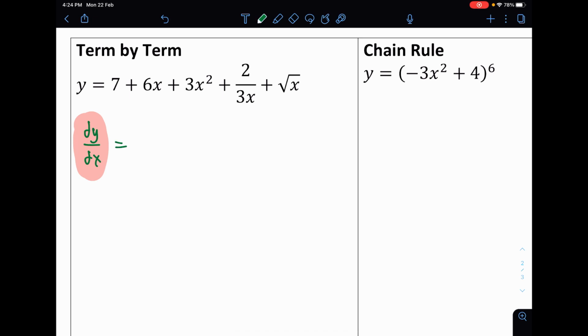First of all, let's look at 7. Now 7 is just a constant number. Any constant number that doesn't have any x, when you differentiate it, will automatically become 0. Very simple. Any number, be it negative, rational, irrational, whatever, if it is a constant number, you are going to get 0. So this is very simple to remember.